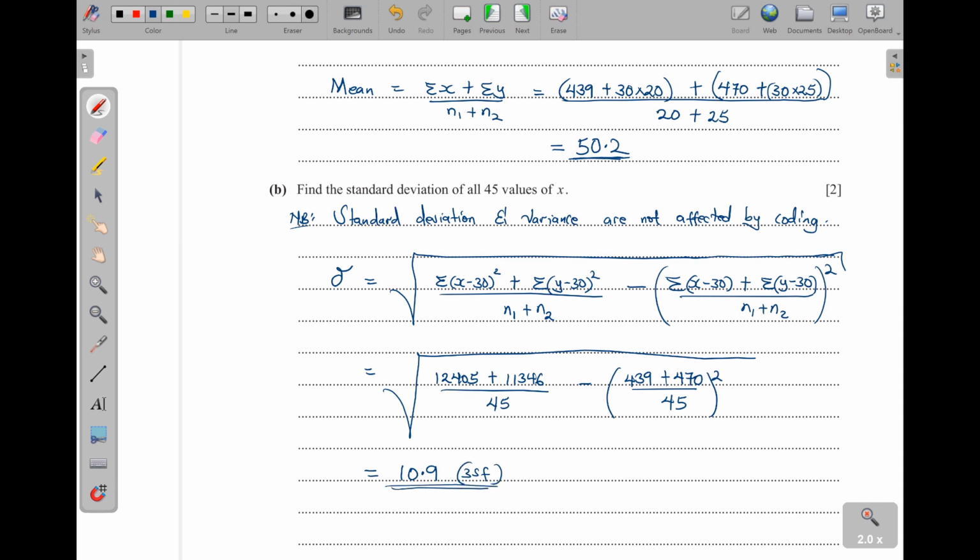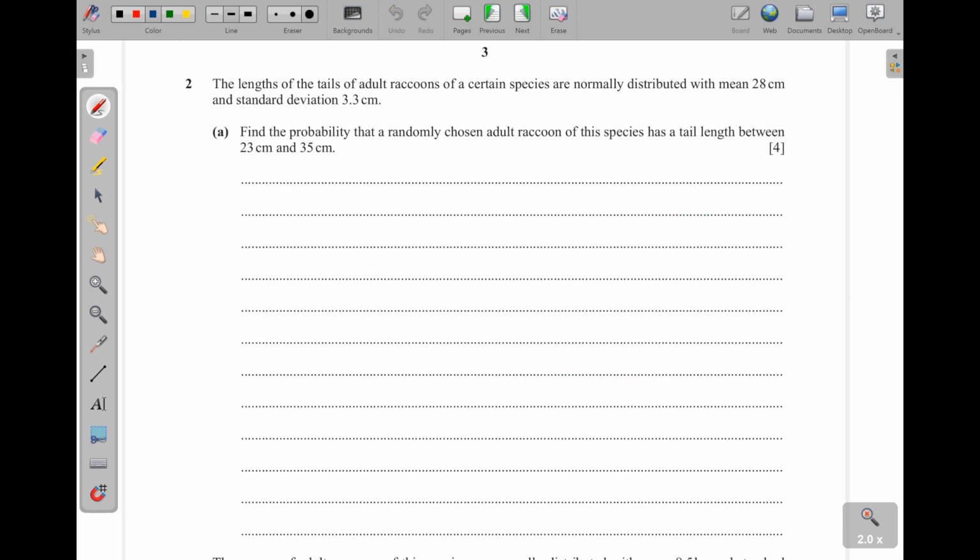As simple as that. Question 2 is coming from normal distribution. They are saying the lengths of the tails of adult raccoons of a certain species are normally distributed with a mean of 28 and standard deviation 3.3 centimeters. Part A, find the probability that a randomly chosen adult raccoon of this species has a tail length between 23 centimeters and 35 centimeters. Okay, now our random variable here is for the lengths of tails.